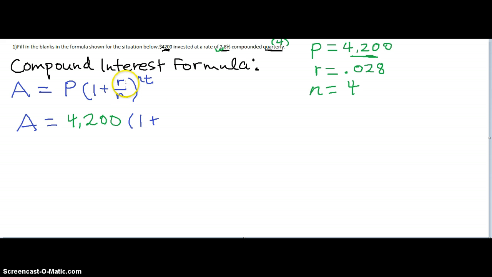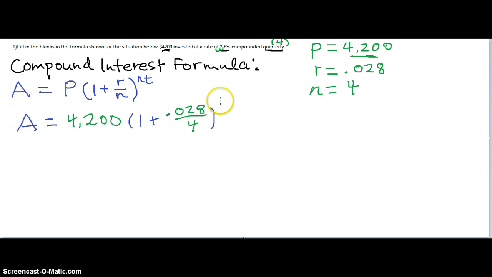And now I need to plug in for R, which changes, so we'll put it as green. It's 0.028 divided by N, and our N is 4. And then raised to the N times T power.